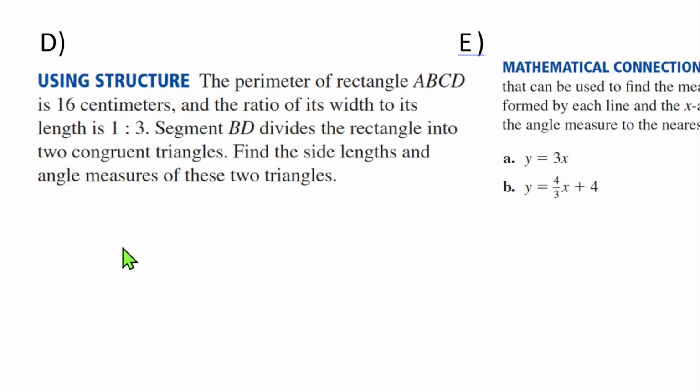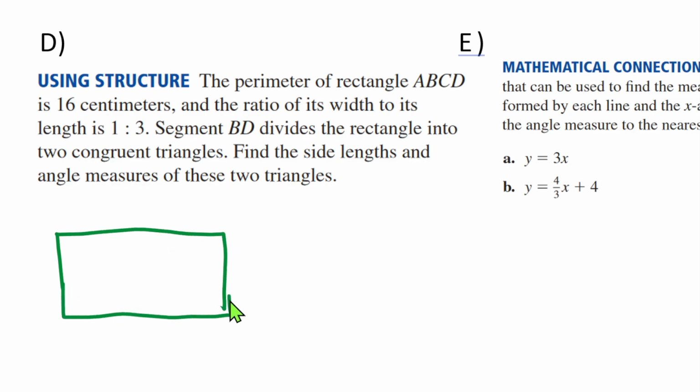This problem D is a little bit of a challenging question, but not too bad. The perimeter of a rectangle is 16. The ratio of the width to its length is 1 to 3. Okay. And segment BD divides the rectangle into two congruent triangles. So that's the diagonal, because how else would you take a rectangle and make two congruent triangles? Well, you just got to slice it like a sandwich. So that's what they're talking about, B to D.